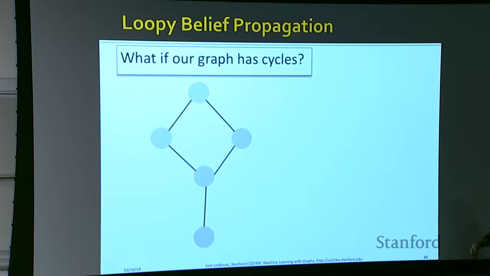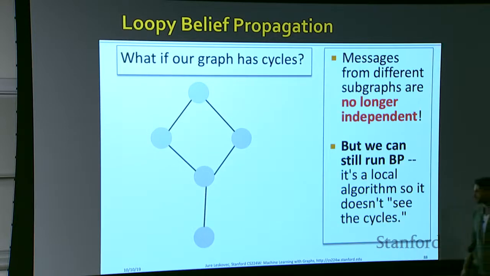Now, let's go quickly to the example I was making before. We actually already solved it because I wanted you to think about it. But what if our graph has cycles? So the problem there is that messages from different subgraphs are no longer going to be independent, right?